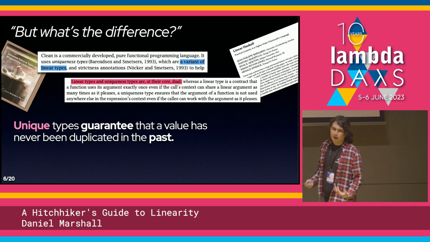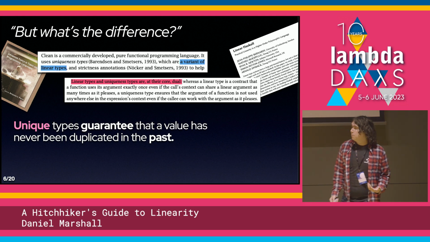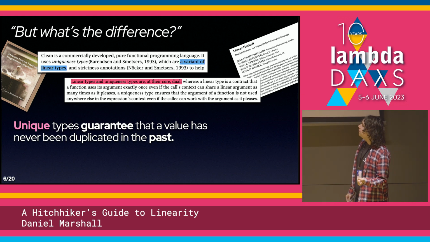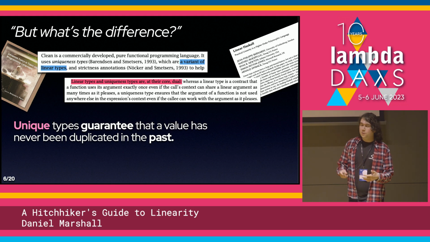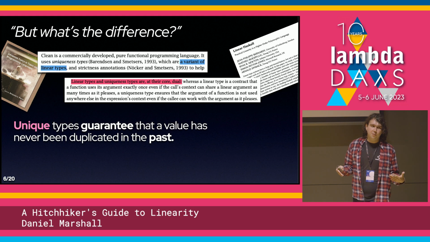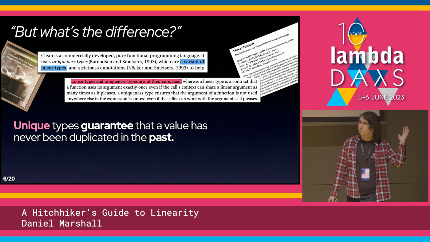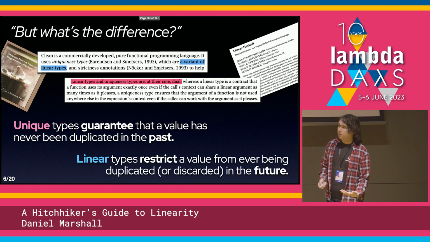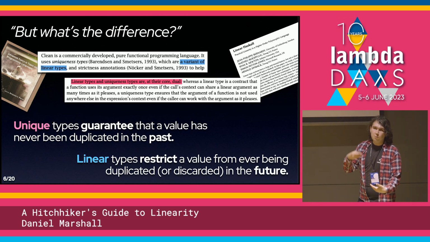What uniqueness types tell us is they tell us something about what has happened to a value in the past. They give us a guarantee that a value has never been duplicated. We can't have more than one reference to the value, and the reason for that is because no other references have been created before.